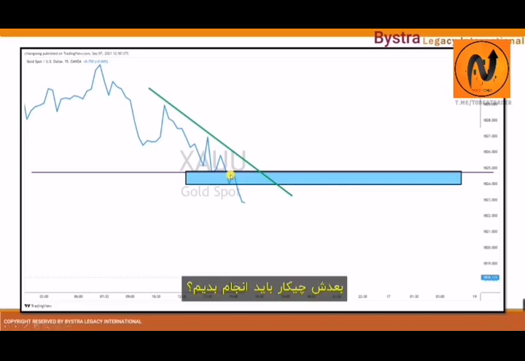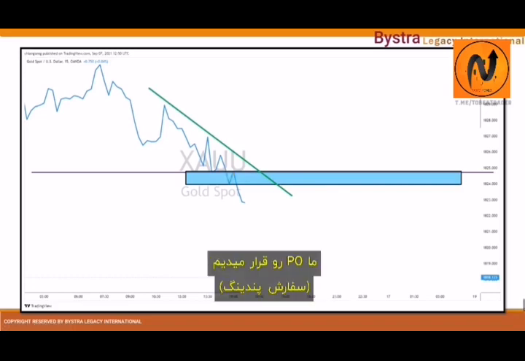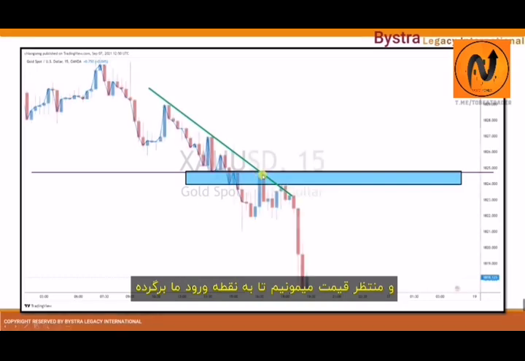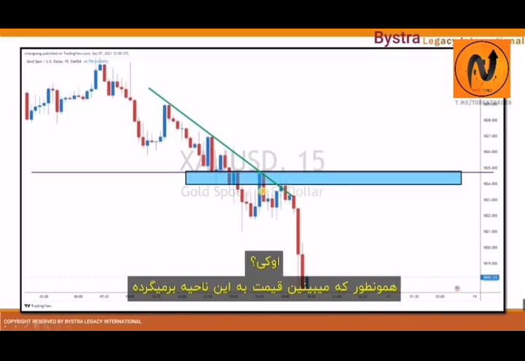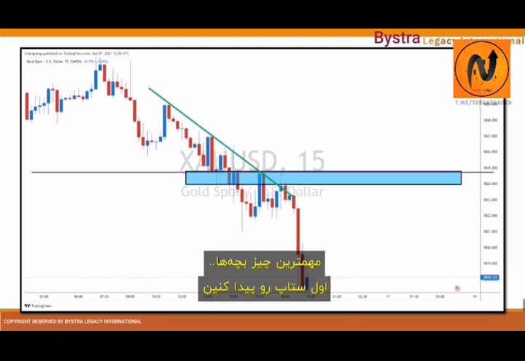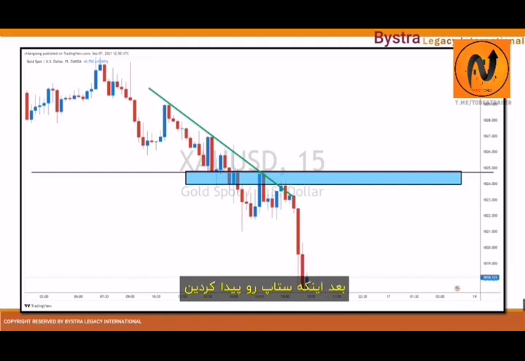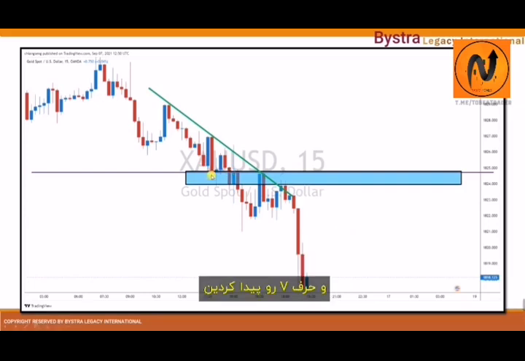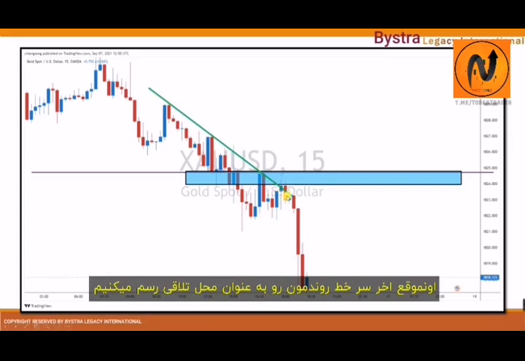Next, what should we do? We put our PO and wait for the price to come back to our entry point here. Okay, as you can see, price comes back to this area and continues on the downtrend. It is simple, isn't it? Most important, guys, find the setup first. After you found the setup, you have the entry point, drop base drop, and then you found the capital letter V. Then lastly, we will draw the trend line as our confluence.